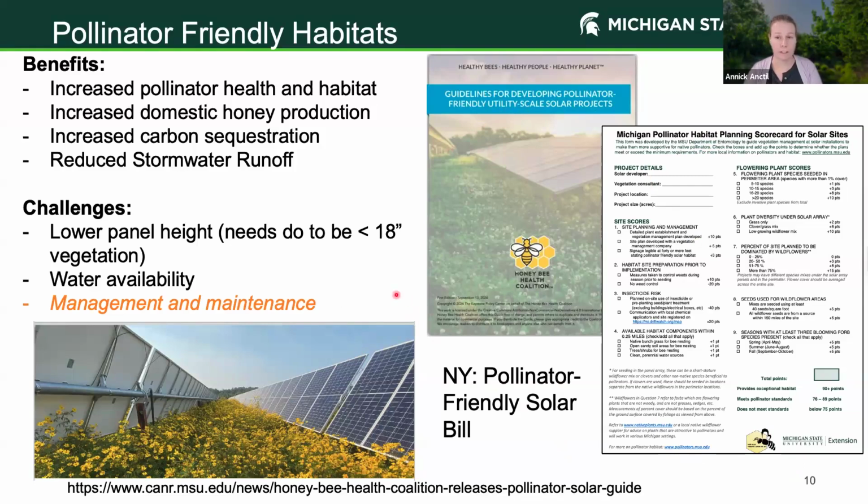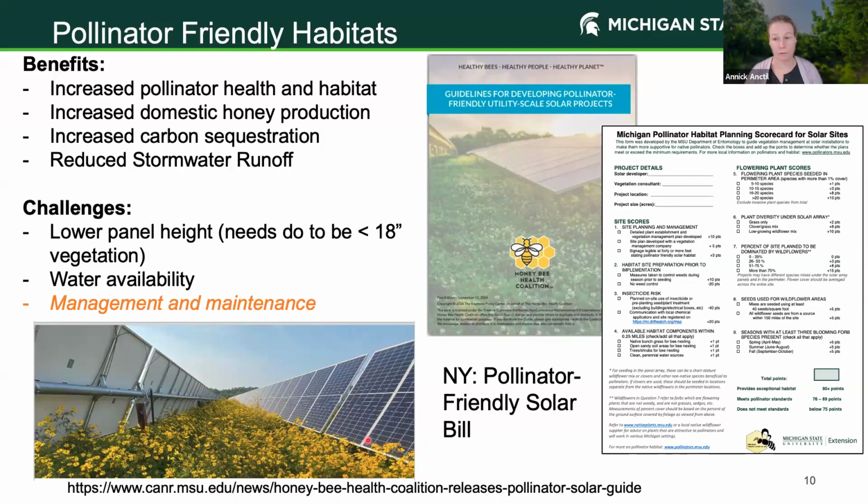So it's good for health and habitat, same as the other plantings you would do around a solar farm. This is also good for the soil. It's good for honey production and so on, and for stormwater runoff. But one challenge is that with some of the solar arrays right now, in particular if you have a tracking system, you get a lower panel height. So it's getting a little bit harder to have pollinator-friendly habitat that is really low height.